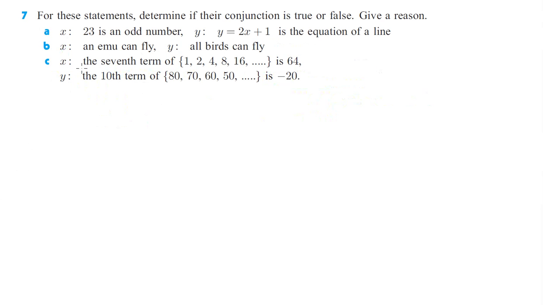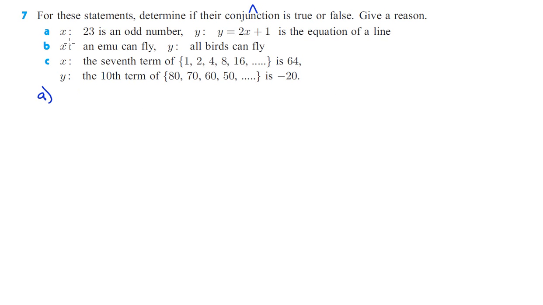We got number 7 here. For these statements, determine if their conjunction is true or false, and then give a reason. Okay, so A, we've got X is 23 is an odd number, and then Y equals 2X plus 1 is the equation of a line. So just try to remember that conjunction is just the and.